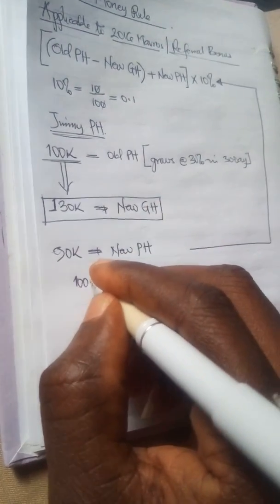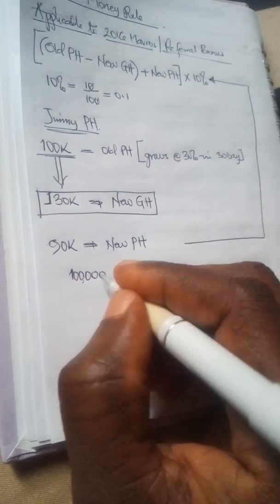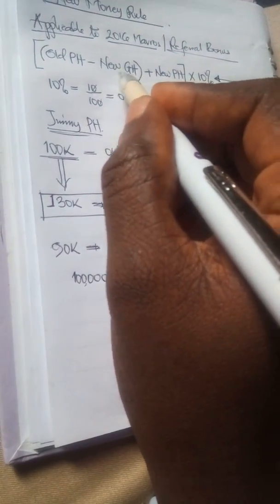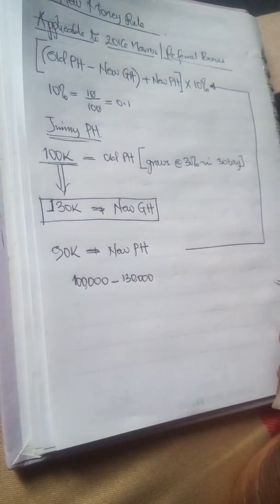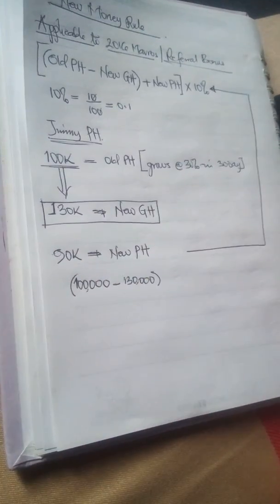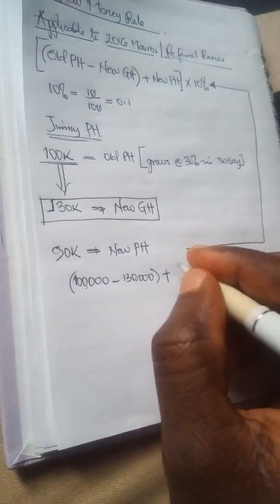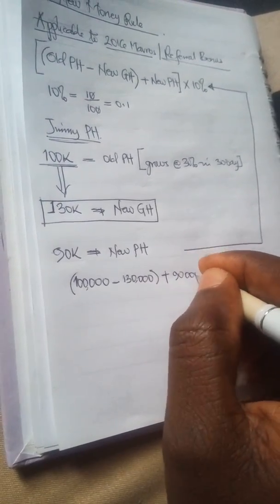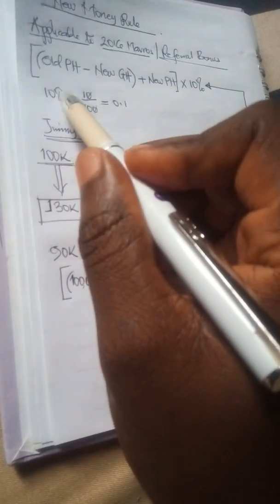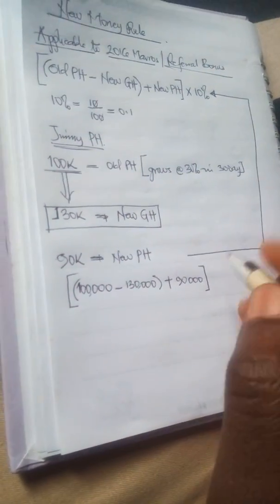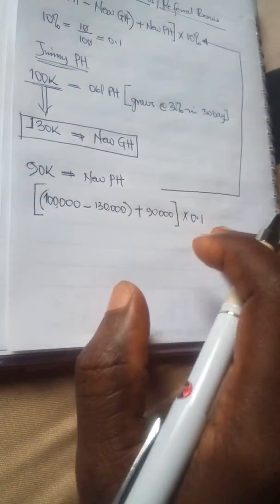Instead of writing K, let me write the figures. It will be 100,000 minus my new GH, which is 130,000, plus my new PH, which is 90,000, multiply by 10%, and already I said 10% is 0.1.